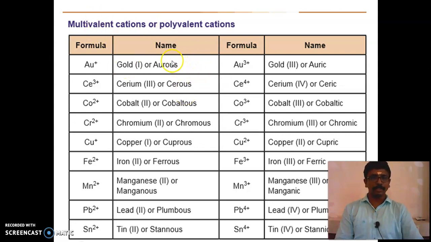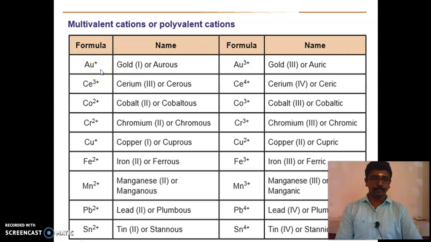If the valency is lower, the ion will end with OUS. If the valency is higher, the ion ends with IC. Lower means it ends with OUS, higher means it ends with IC. These terms you have to remember. Don't forget it, my dear children.